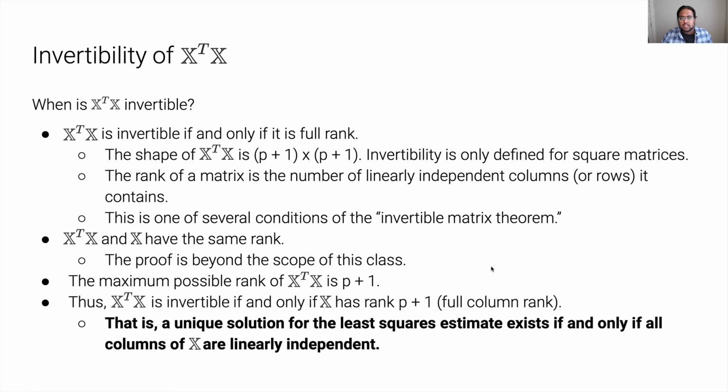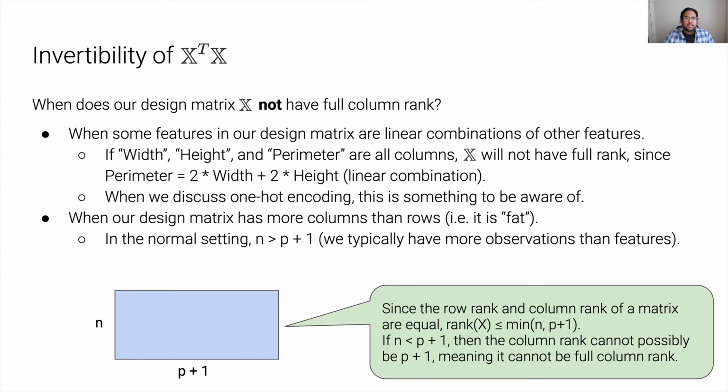Another way of putting this a little less cryptically is that a unique solution exists for the optimal parameter vector theta if and only if all columns of our design matrix X are linearly independent. And so that's a big result, and you need to remember that. So you may be wondering, in what scenario is it possible that our design matrix X doesn't have full column rank? One scenario is if we have some features that are linear combinations of other features.